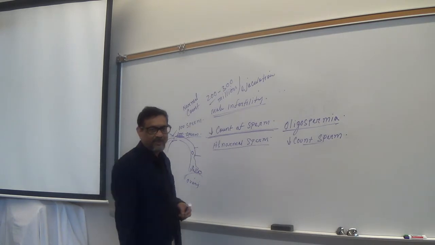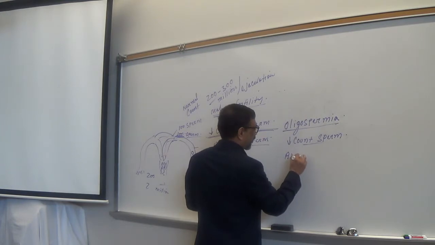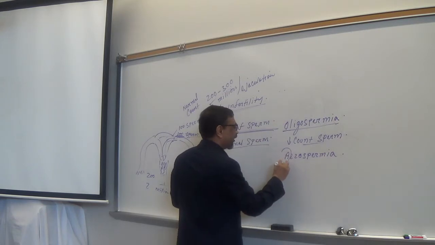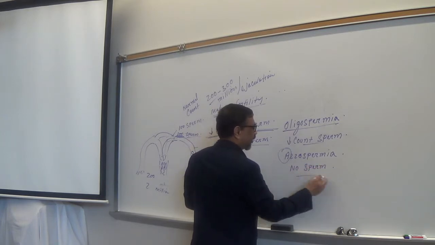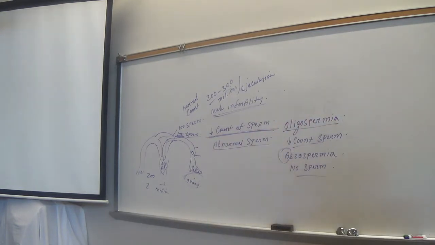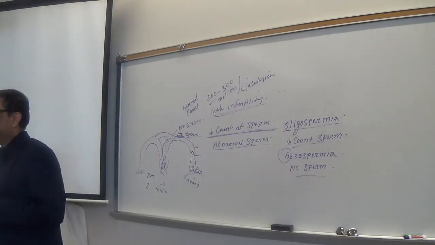Oligospermia. Make sense? And another clinical condition, azoospermia. A indicates absence, so no sperm in the semen. So if the count is low in the semen, that is called oligospermia. Make sense? If the count is like no sperm, only semen, that is called azoospermia. Okay.